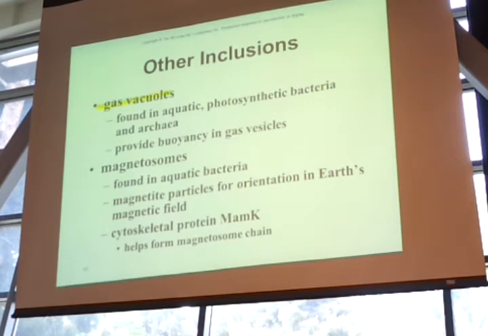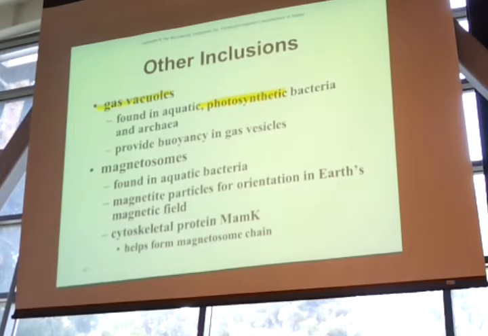Gas vacuoles. Those are associated with some of the aquatic organisms that allow them to maintain a certain area in an aquatic environment, because some of them need to be more near the surface, some of them need to be more towards the bottom, because many of these that are photosynthetic utilize different wavelengths of light. So how that light comes into, say, a pond environment, then those organisms will be at different layers of the pond utilizing different wavelengths of light.